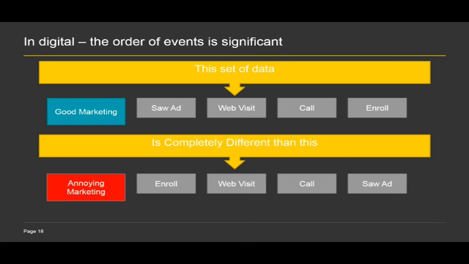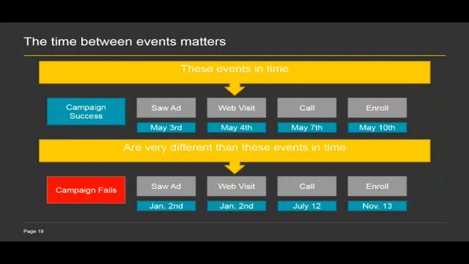Customer sees an ad, visits the website, calls, and then enrolls. Voila, success! But in example 2, we have exactly the same events, just in a different order. It makes a huge difference, right? Our interpretation isn't based simply on the events being present, but on the order of the events themselves. Time has a huge impact on digital too. Here, not only are the events identical, but so is their sequence. We interpret them differently because of the amount of time between each event.